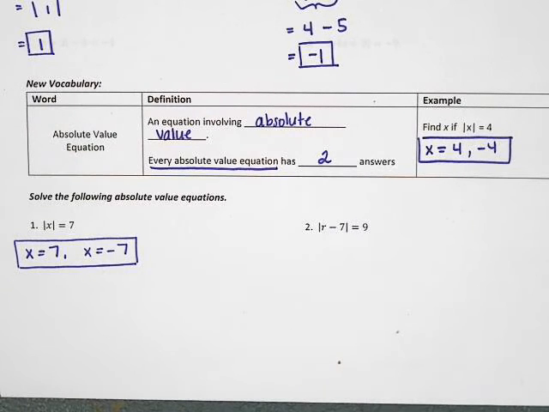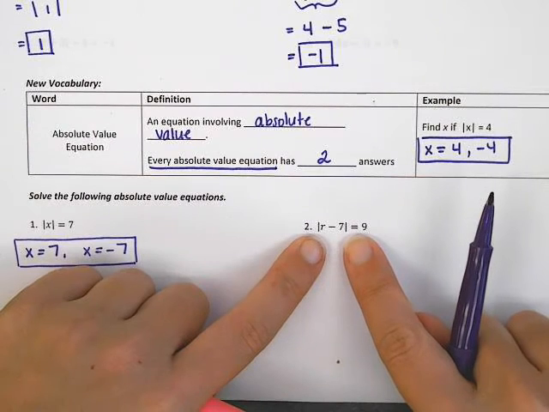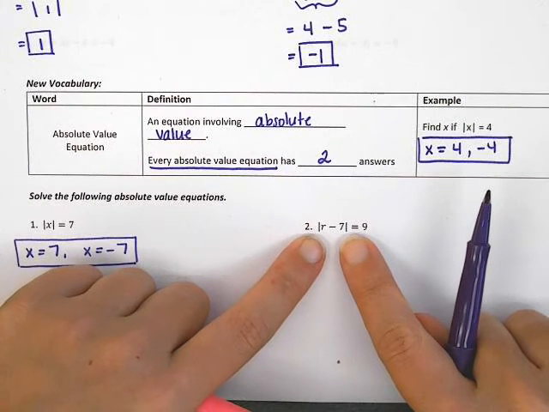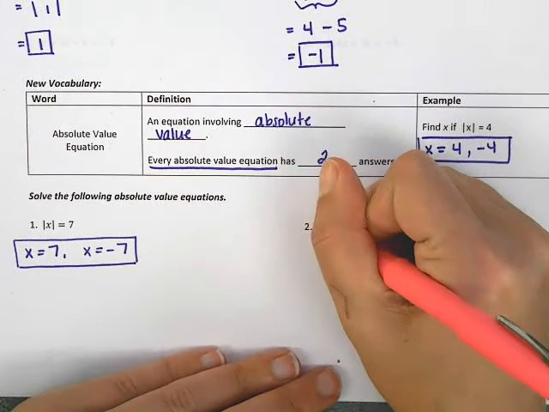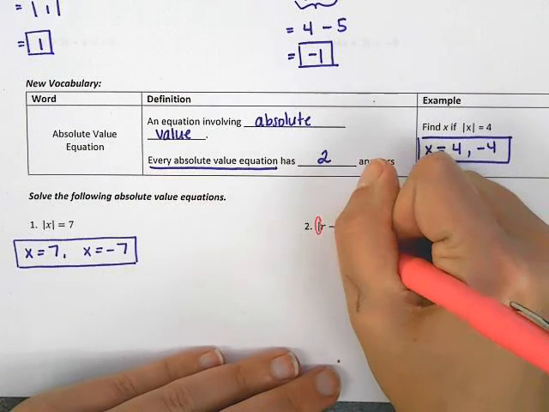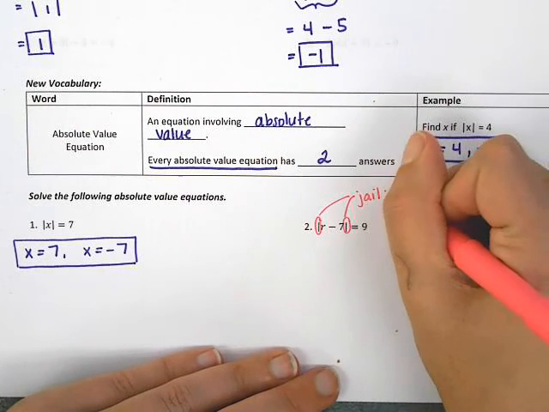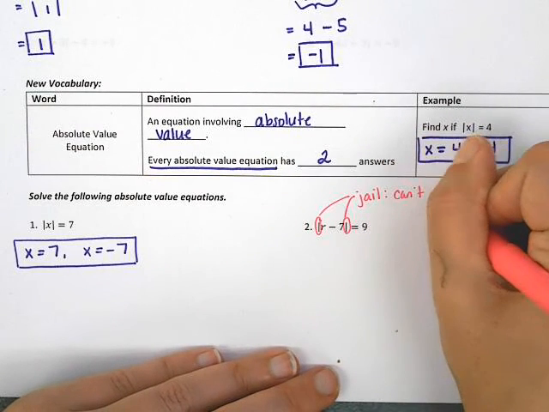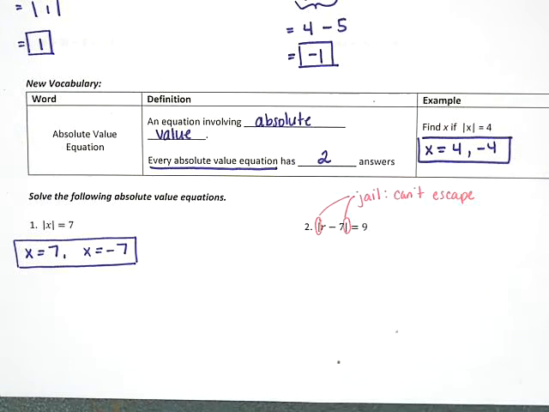You might think to yourself, I can solve this equation, I'm just going to add the 7. But remember how absolute value was kind of like parentheses? You can't just get out the 7 without getting rid of the absolute value. Think about the absolute value as being like in jail. It can't escape. You cannot just add the 7 on both sides to figure out this answer.